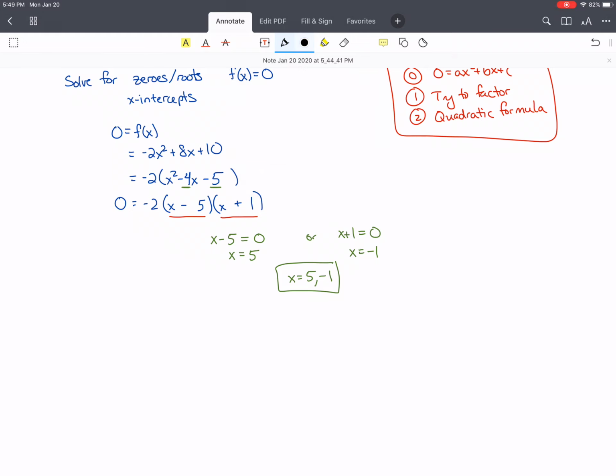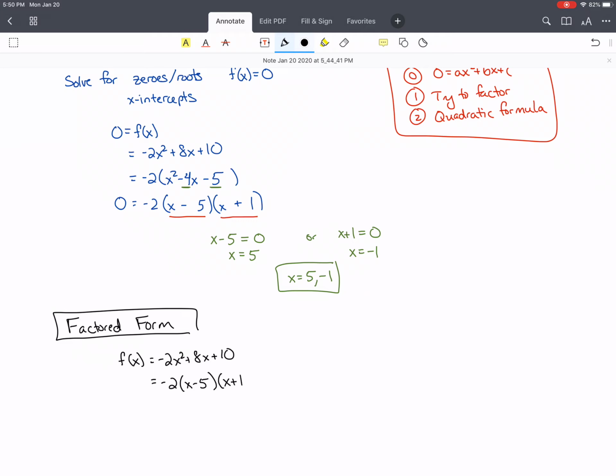Well, this brings me to what we'll call the factored form of a quadratic. So notice I could just read those zeros off. If I had taken my standard form, f of x equals negative 2x squared plus 8x plus 10, and then factored it, we call this factored form, and I can just read my zeros off that equation. So in general, factored form looks like a times x minus m times x minus n, where x minus m and x minus n are my factors, and I can read my zeros off from my factors.